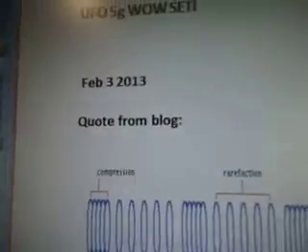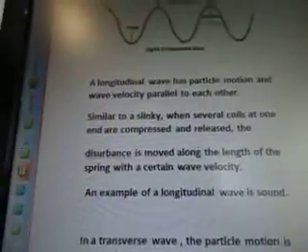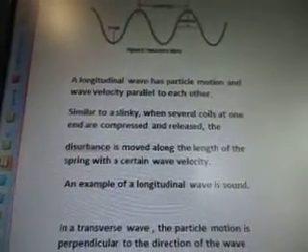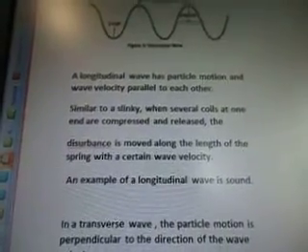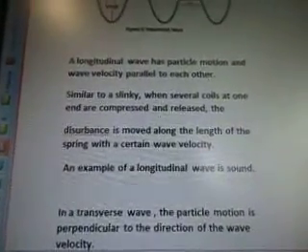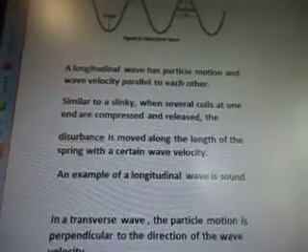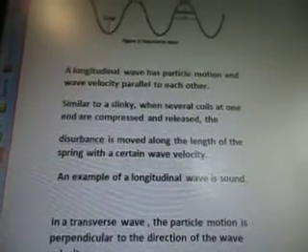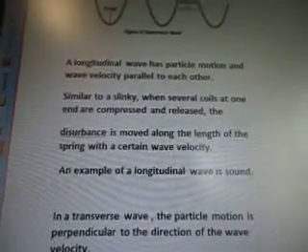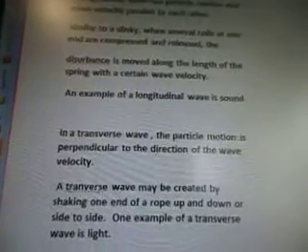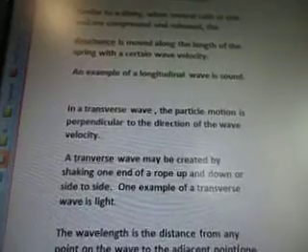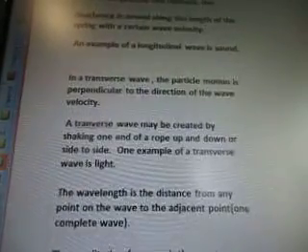It says that, sorry, a longitudinal wave has particle motion and wave velocity parallel to each other. Similar to a slinky, when several coils at one end are compressed and released, the disturbance is moved along the length of the spring with a certain wave velocity. An example of a longitudinal wave is sound. In a transverse wave, the particle motion is perpendicular to the direction of the wave velocity.